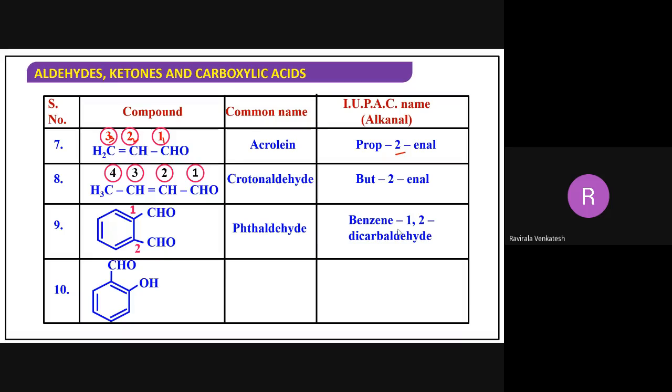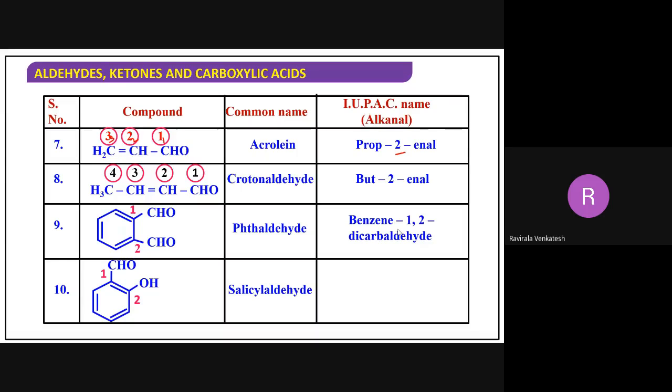Now this is called what? Salicyl aldehyde. Which reaction did we get this from? Which named reaction did we get this product from? Anybody? Reimer-Tiemann, very good. Now, the common name is salicyl aldehyde. Correct or not? Salicyl aldehyde.